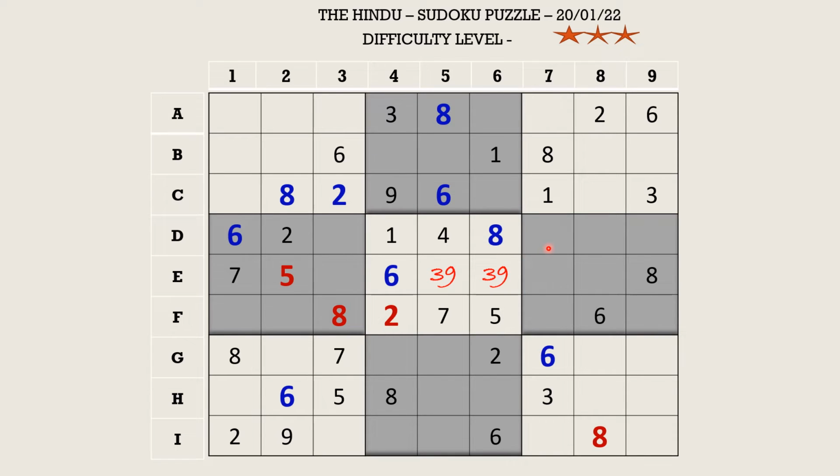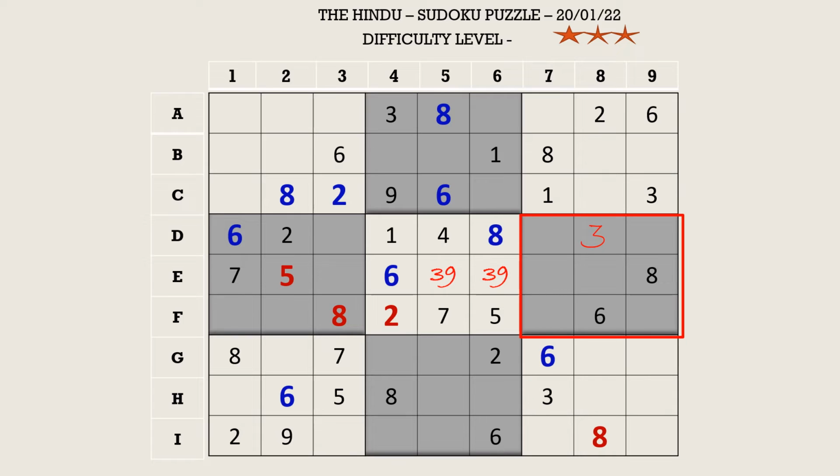Let's try to fill the sixth block. In E row there is a 3, 9 pair. So this 3 blocks these two cells. There is a 3 in column 9 which blocks these two cells and there is a 3 in column 7 which blocks these two cells. So B8 takes 3.